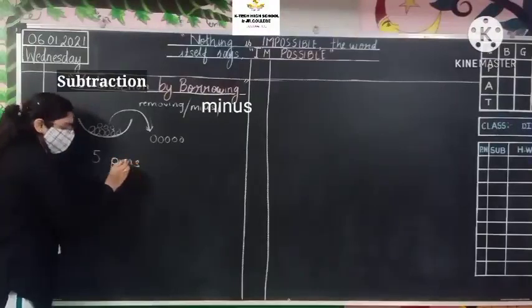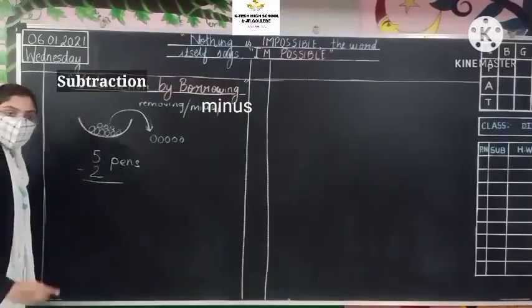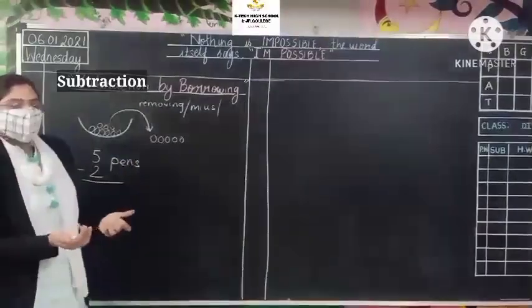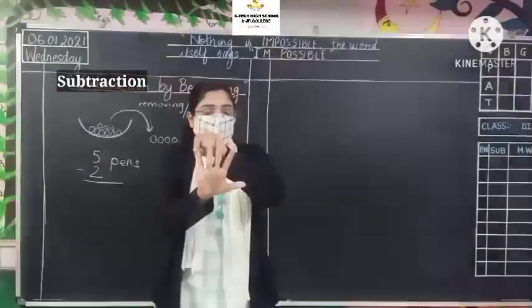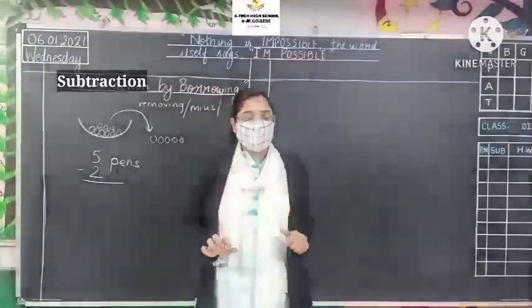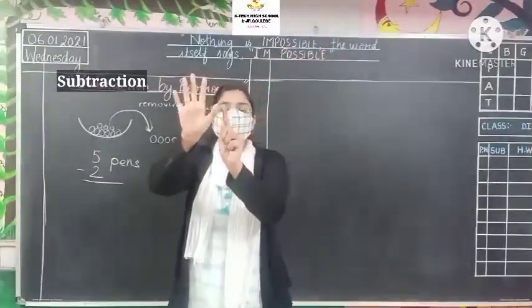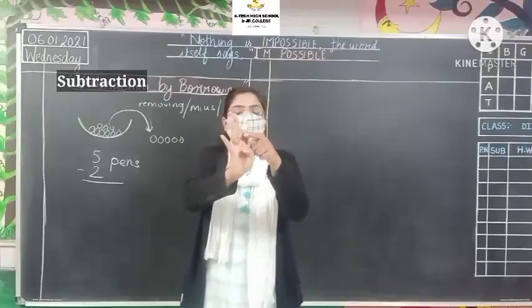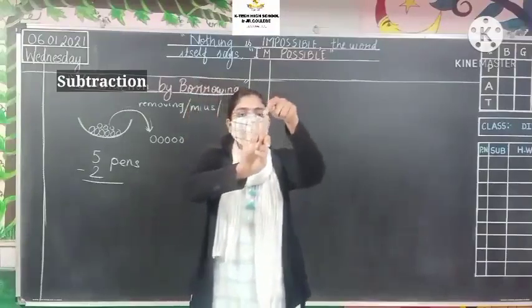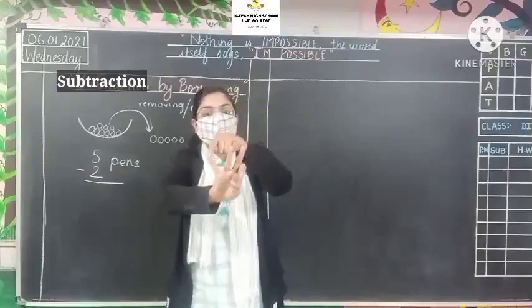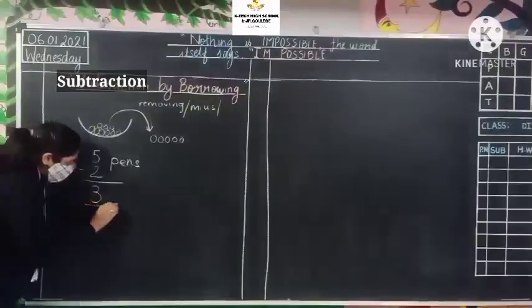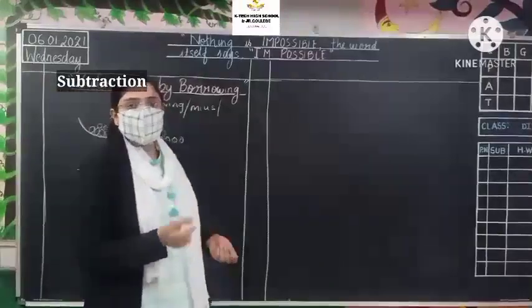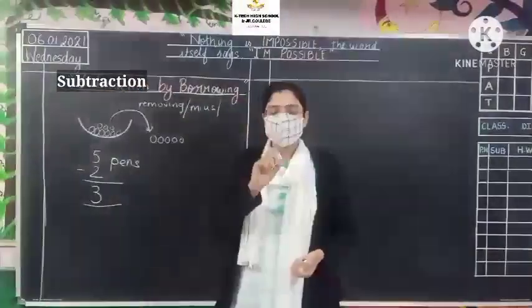Example, you have 5 pens. You gave 2 pens to your friend. So how many pens are remaining with you? See, if you remove 2 pens, I'm removing 2 fingers, 2 pens from you. 1 and 2. So how many pens are with you? 1, 2, 3. 3 pens with you. This part we have already studied in first term.